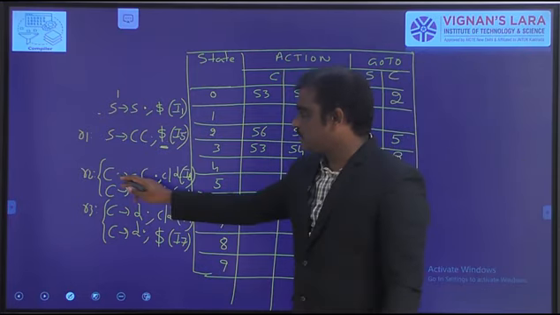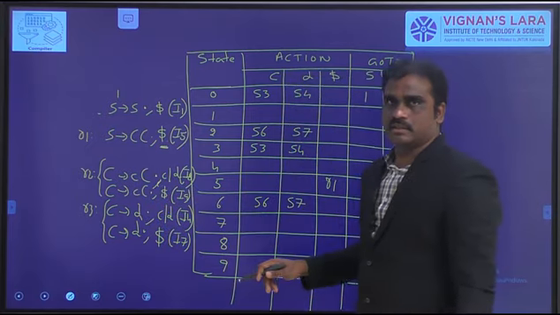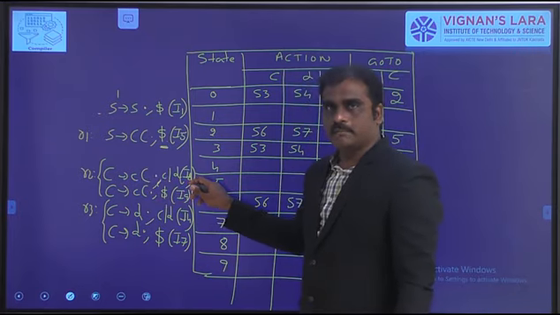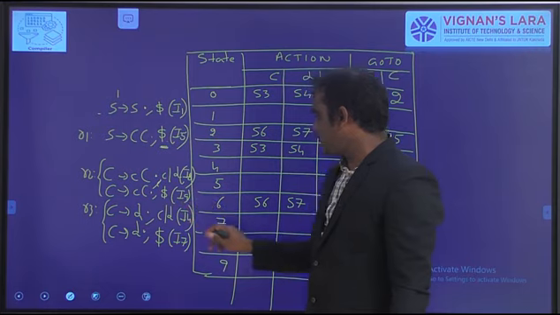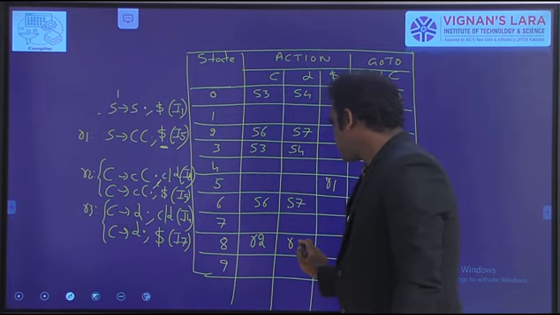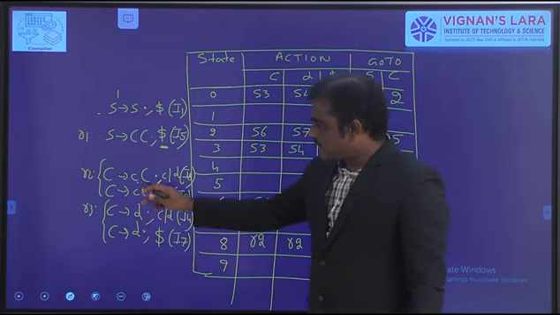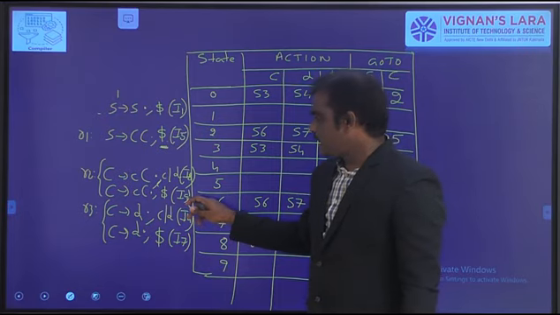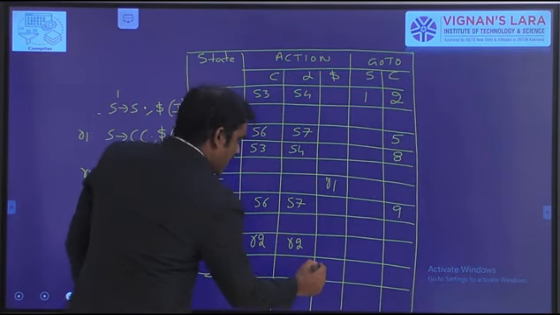Next, the second reduction. The second production ends with two different states, having different lookahead symbols. R2 ends with the I8 state, and the lookahead symbols are c and d, so you can write action of 8 comma c and 8 comma d as R2. The same grammar ends with the I9 state also, so the action is 9 comma dollar, and you write R2.